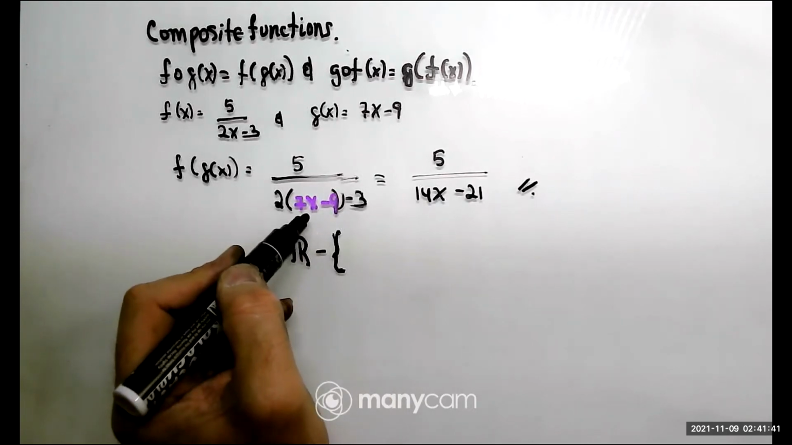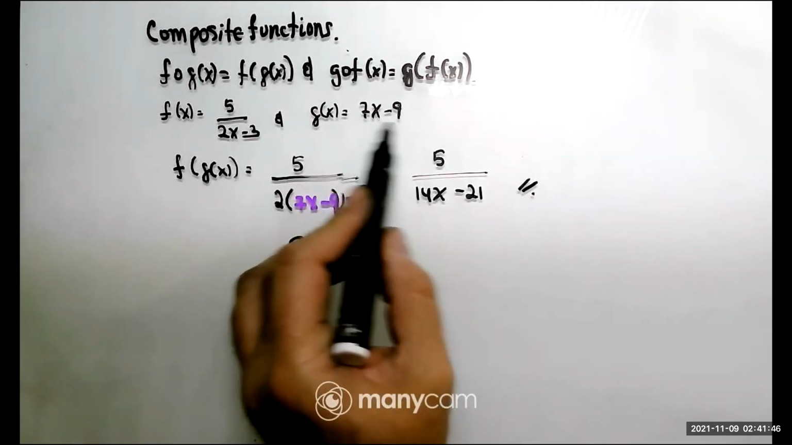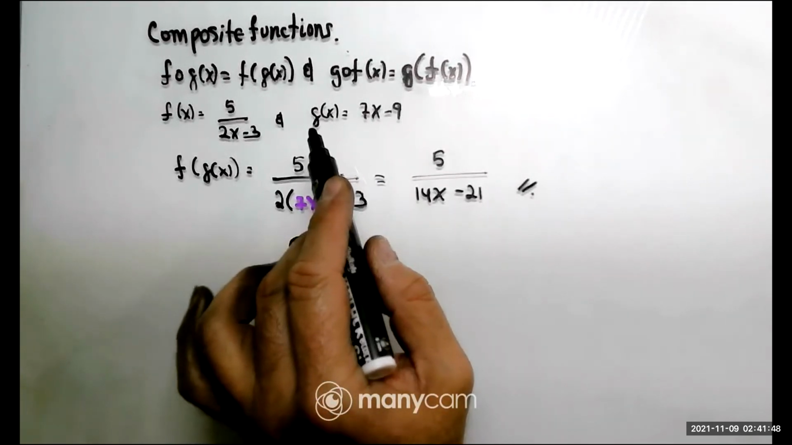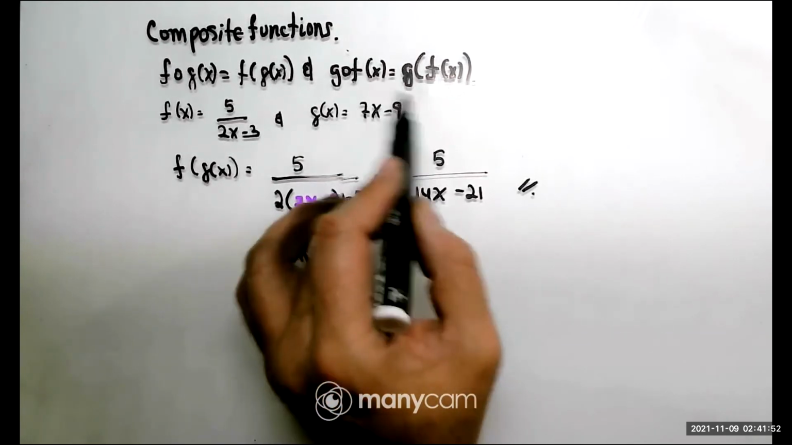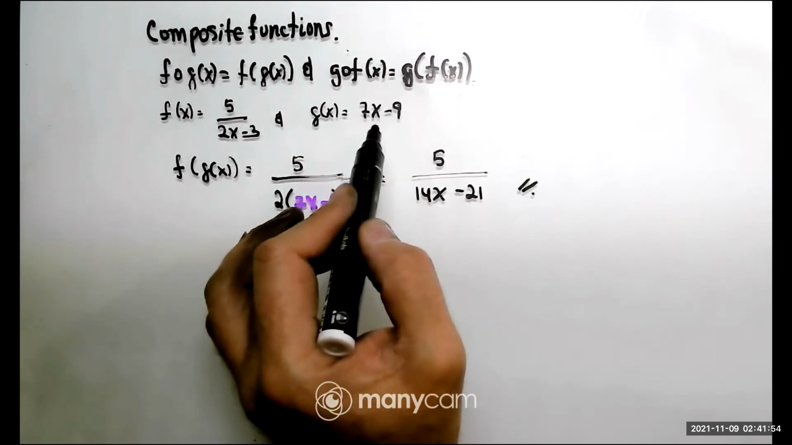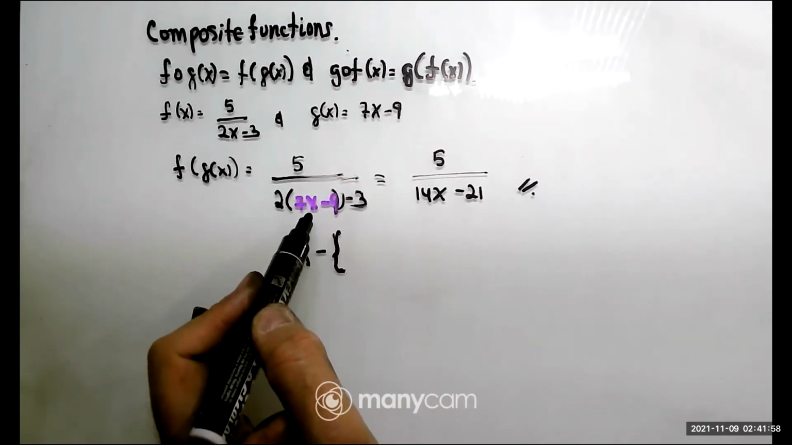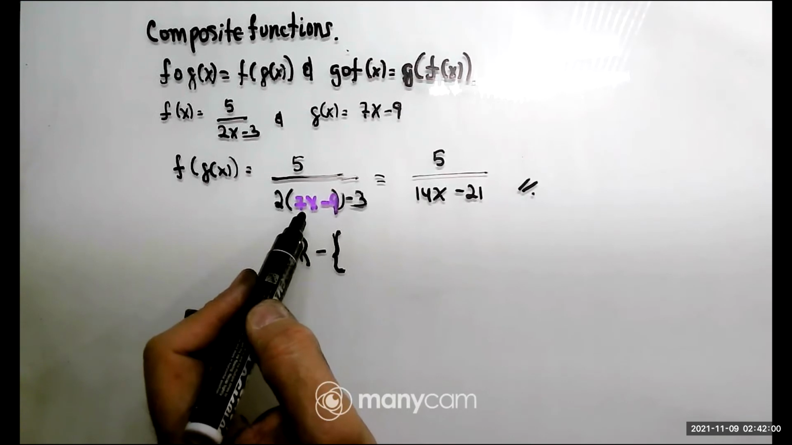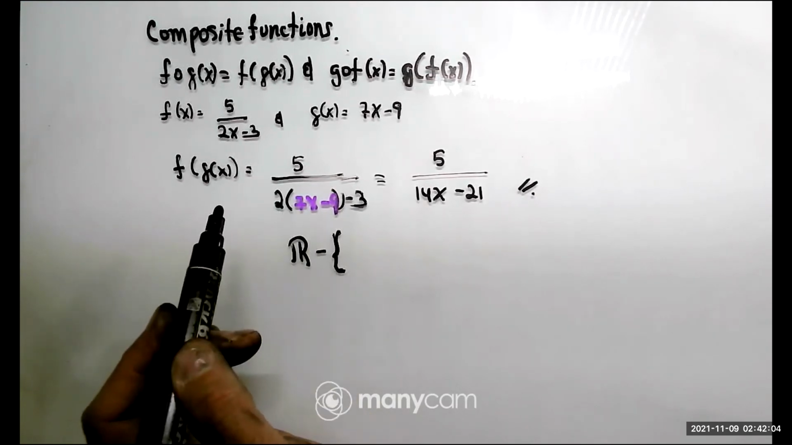restriction from the inside function. In this case, it is 7x minus 9. Notice that 7x minus 9 is a linear function. This is not 1 over 7x minus 9. So I don't have to worry about any number here. The domain here is all real numbers. Therefore, I don't have any restrictions. This function 7x minus 9 is not limiting me to any number.